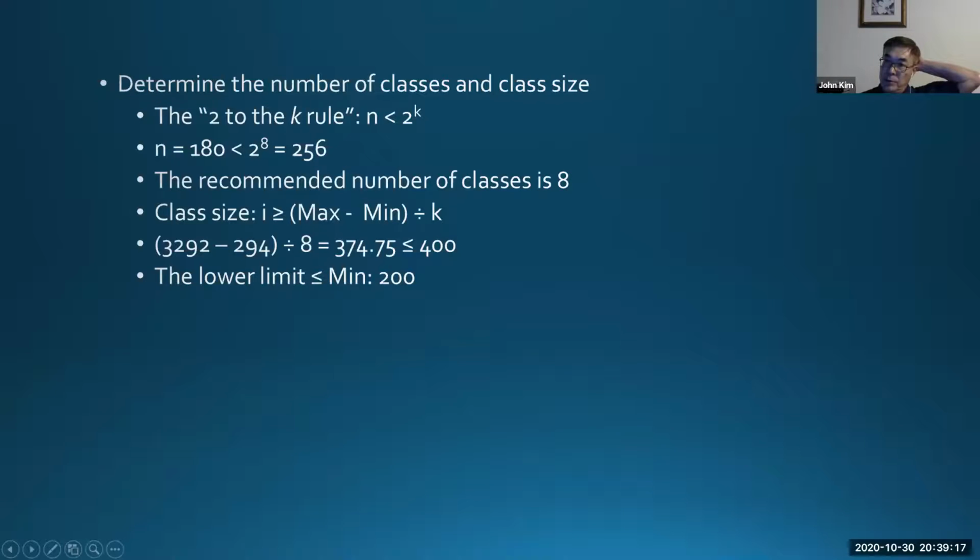Then to develop a frequency distribution, we should specify range. It's like from 90 to 100, 80 to 90, 70 to 80, range. Determine the number of classes and class size using the 2 to the k rule. The data size is 180.